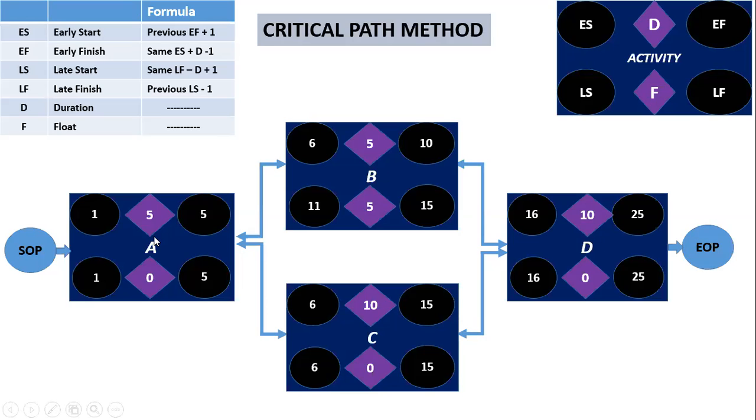Now, which is the path where we are having 0 float? A, B, C? Which is the path that we are having zero float? A, C, D is the path where we are having zero float. That is the critical path of this project. Okay. Got it? That is how to calculate the critical path.